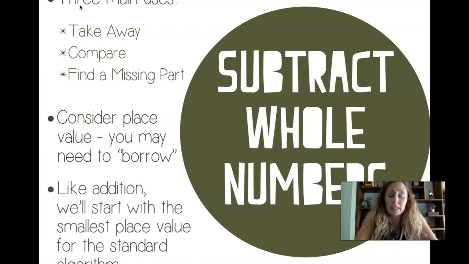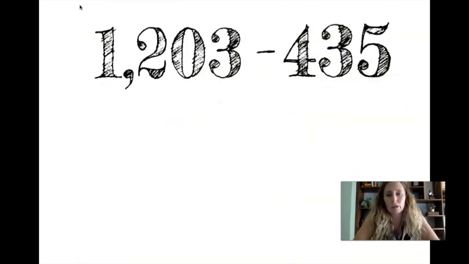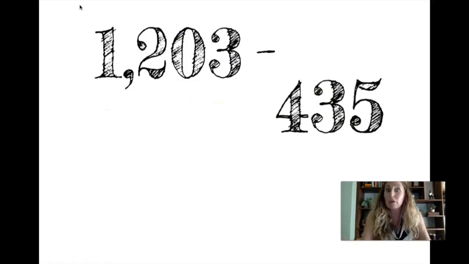And finally, like in addition, with our standard algorithm, we like to start in the far right, the smallest place possible. In today's lesson, we're only going to be subtracting with whole numbers, so we're going to start in the ones place. So let's take a look at the standard algorithm first, and then we'll lead into the same problem in base 10 blocks so you can get a conceptual understanding for what we're doing.